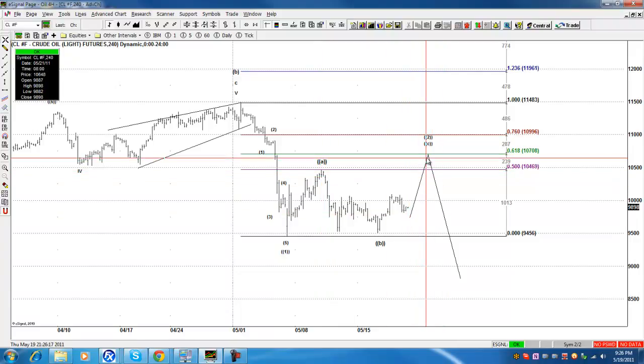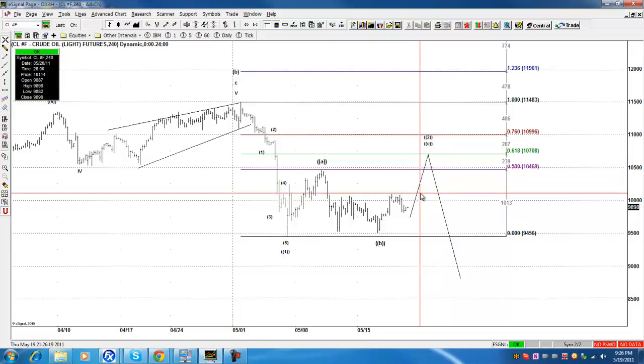Oil moving together with the S&P puts us in a position to stop and think about the double three scenario or a flat scenario in the dollar index. So be aware of that, guys. Those levels are going to make this a very deep correction.